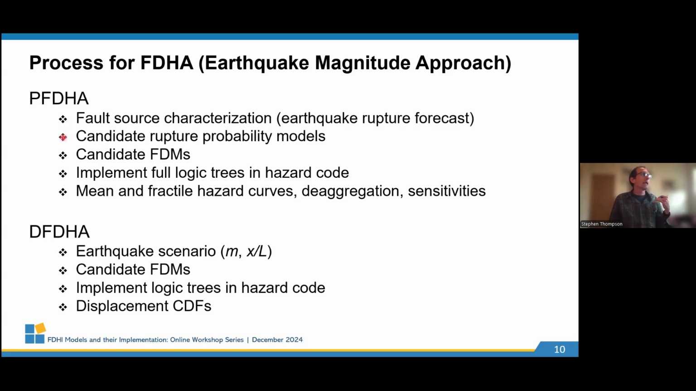We need to look at candidate rupture probability models, candidate fault displacement models for displacement exceedance, and we need to implement the full logic trees in some sort of hazard code. And then the outputs I'll show include mean and fractile hazard curves, some sensitivities. Deaggregation is possible in fault displacement hazard analysis as well.